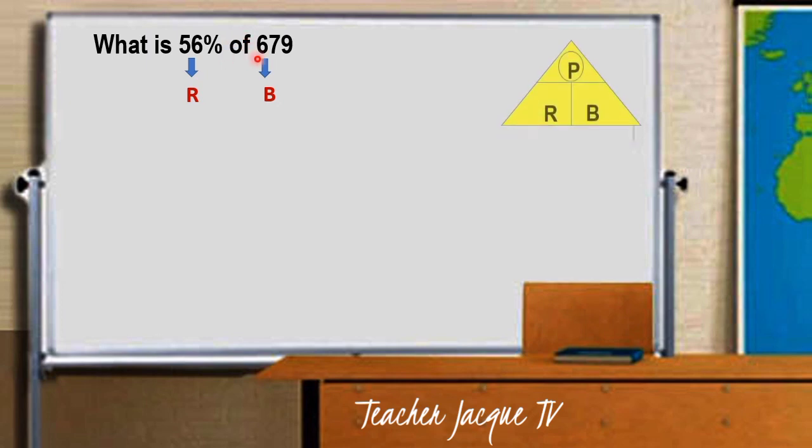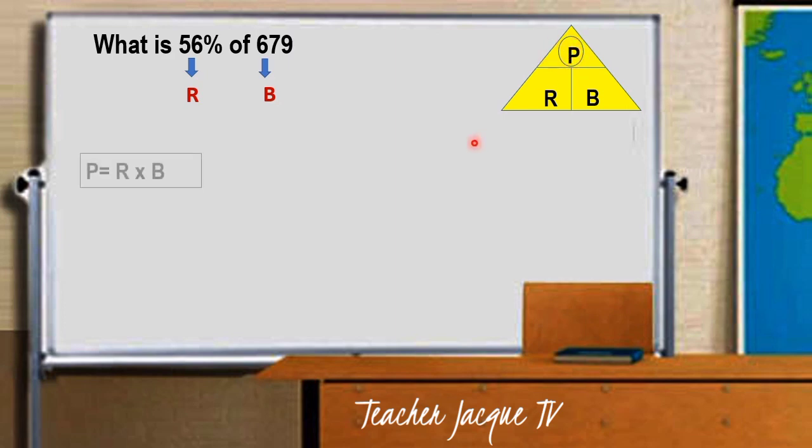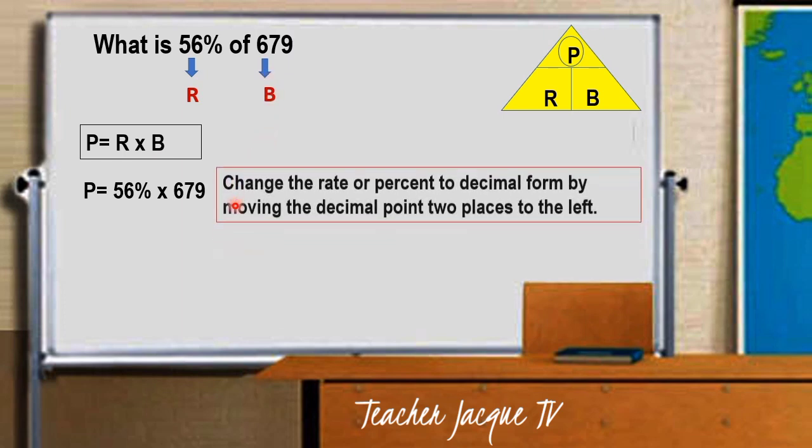Okay, so tignan natin yung ating magic triangle, nawawala si percentage. So ang ating formula is P is equal to R times B, or percentage is equal to rate times base. Substitute natin. So P is equal to, yung rate natin ay 56%, multiplied by base, which is 679.